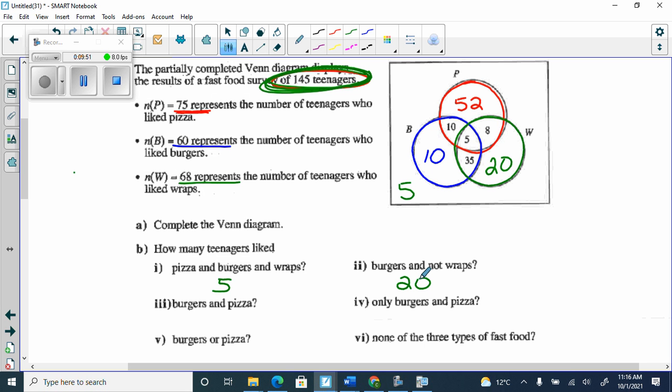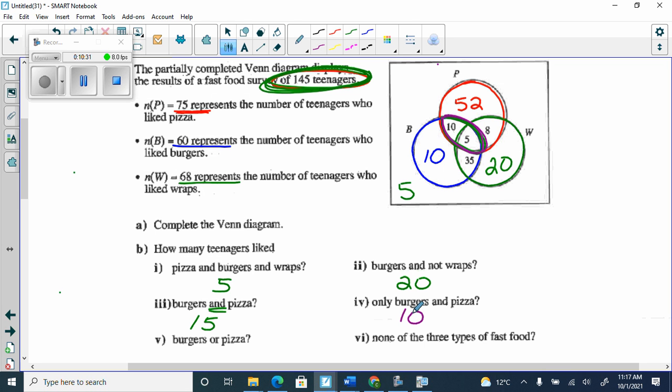Then I have burgers and pizza. Did it say burgers and pizza only? No? It says burgers and pizza. So what shape is and? The eyeball. So I have to go to the eyeball. The burgers and pizza eyeball. How many are in there? 15. 10 and 5. Only burgers and pizza. So burgers and pizza only. Burgers and pizza is this one, correct? But I want burgers and pizza only. So it's only 10. I have to get rid of the 5 who also like wraps.